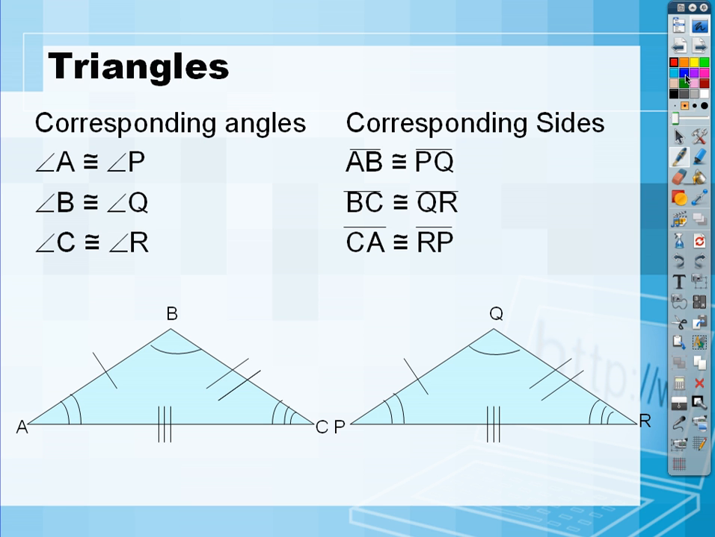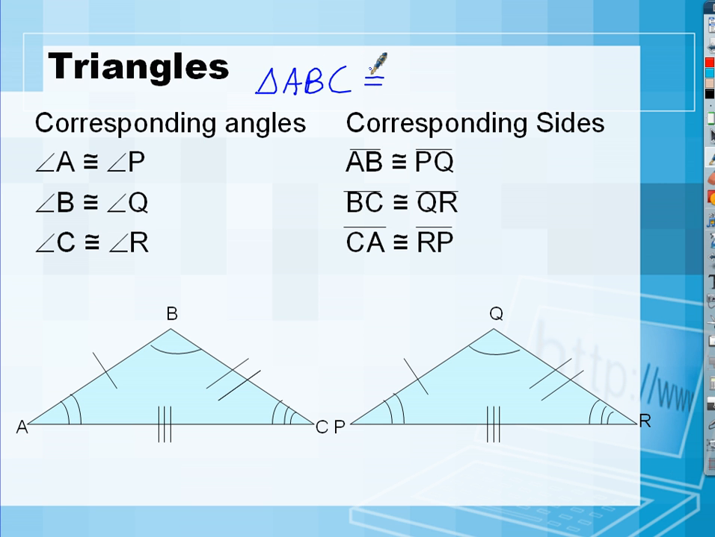So for example, you finish this for me. If I want to say that triangle ABC is congruent, so this triangle is congruent to this one, what's the order in which I have to include the vertices on this triangle? PQR. Because P goes with A, Q goes with B, R goes with C.